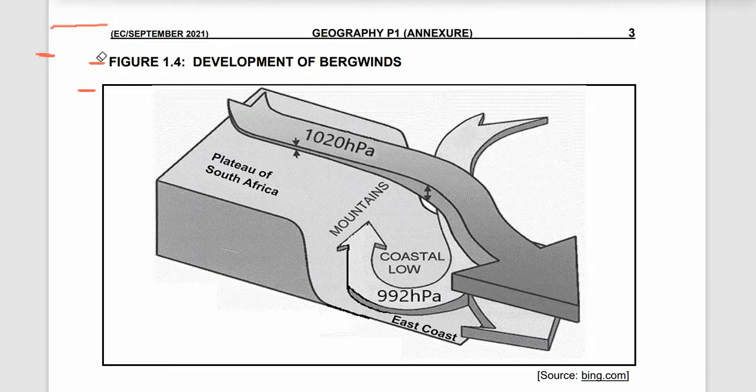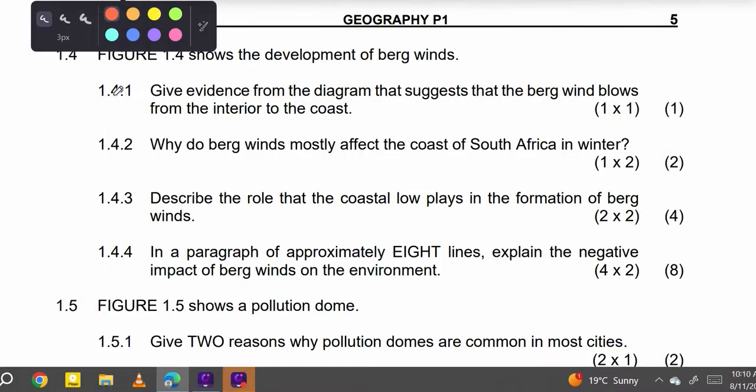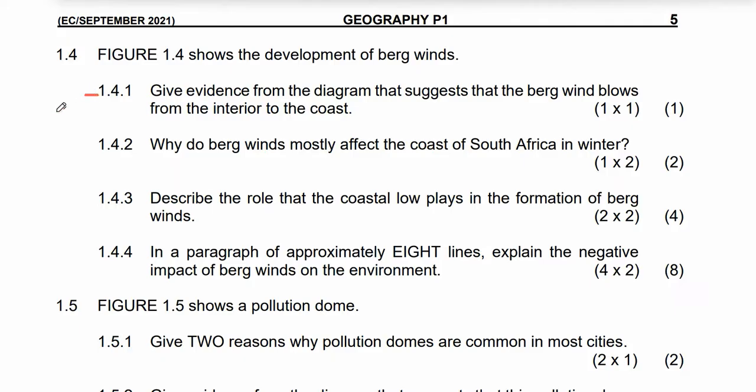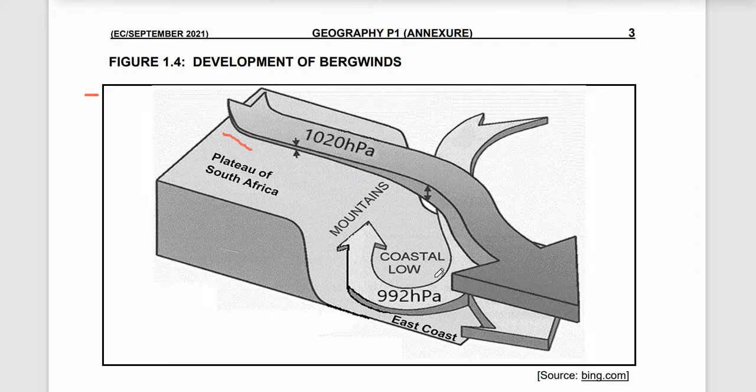Let me erase this so I can jump into the questions as quickly as possible. The very first question, 1.4.1, says: give the evidence from the diagram that suggests that the berg wind blows from the interior to the coast. So what shows in the diagram that these berg winds blow from the interior to the coast? This arrow shows that the berg winds blow from the interior to the coast.